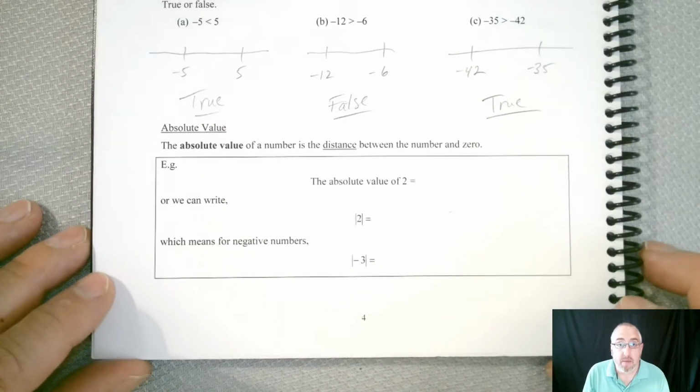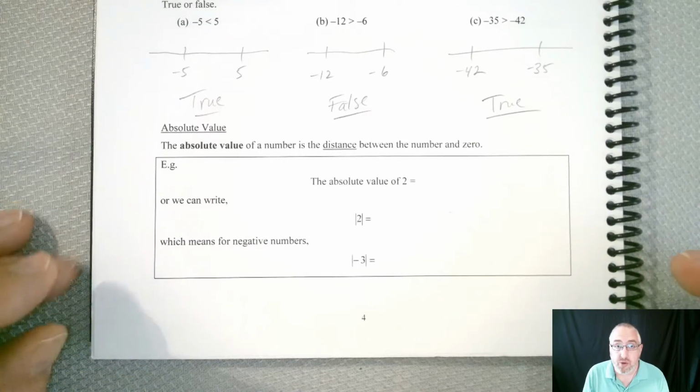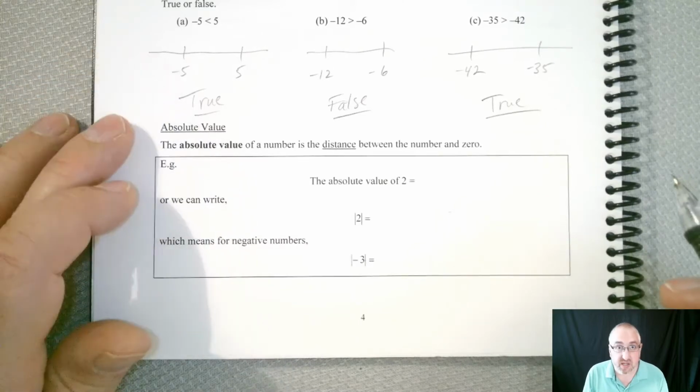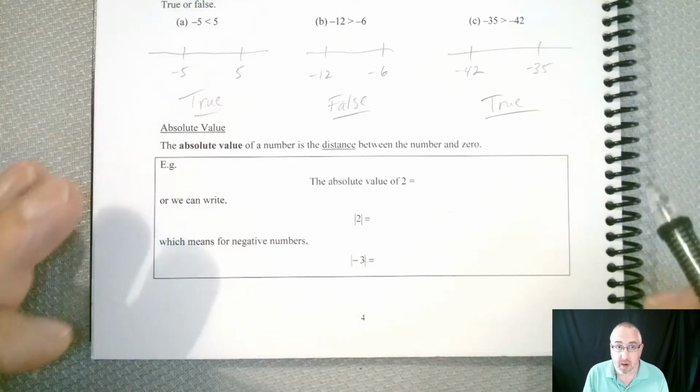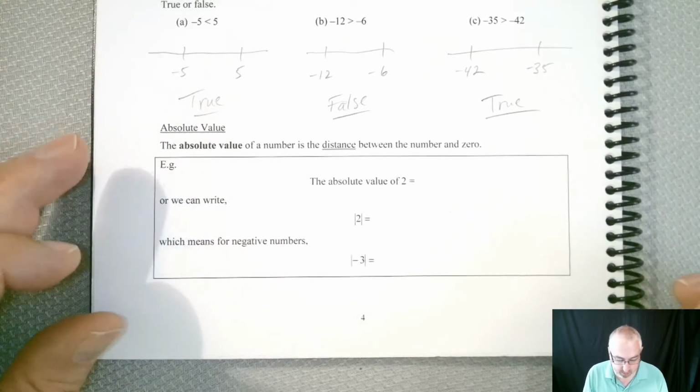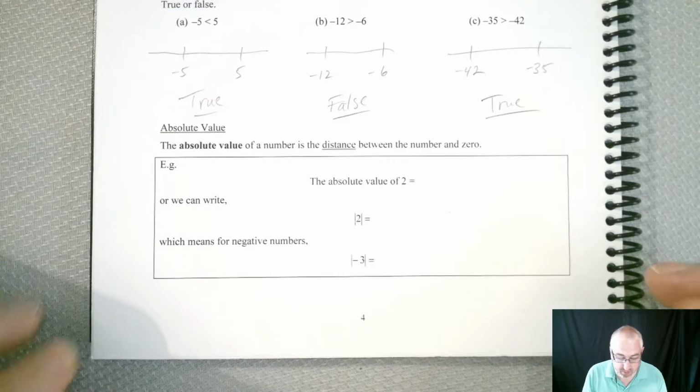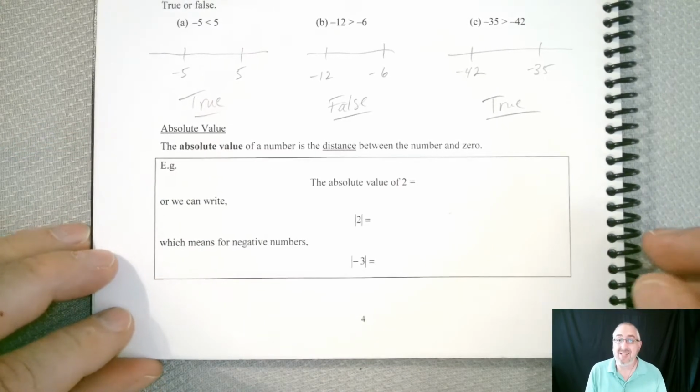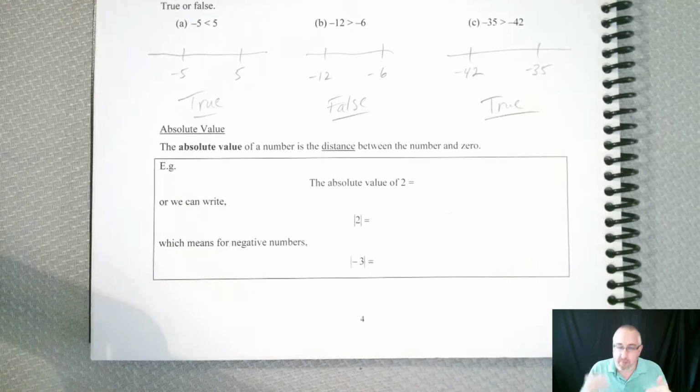So we left off in section 1.2. We've just finished example 2, and so now the last part of this is looking at absolute value. The absolute value of a number is the distance between the number and 0. I like to think of it in terms of the number line. So the distance between the number and 0 on the number line.